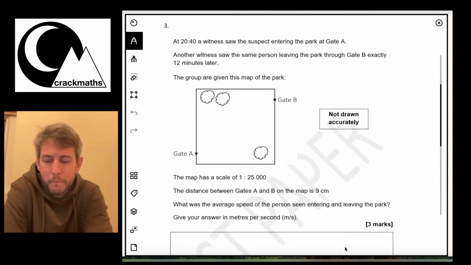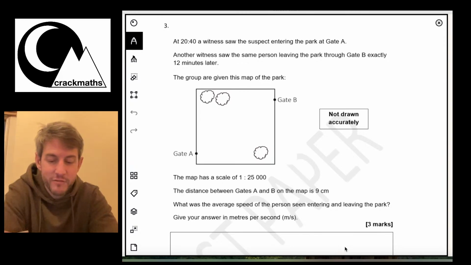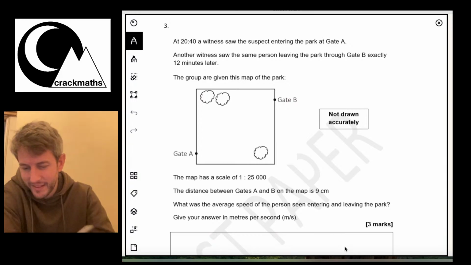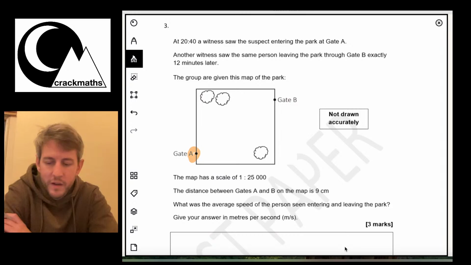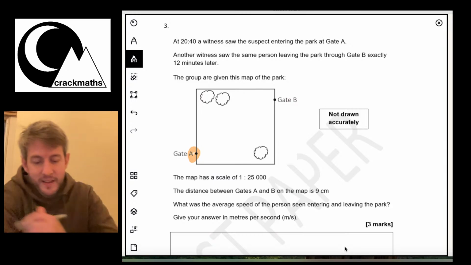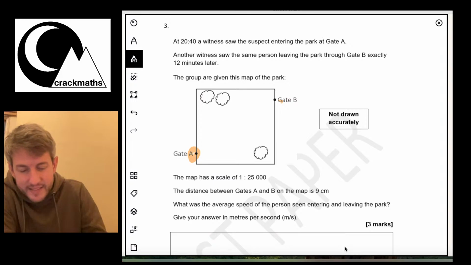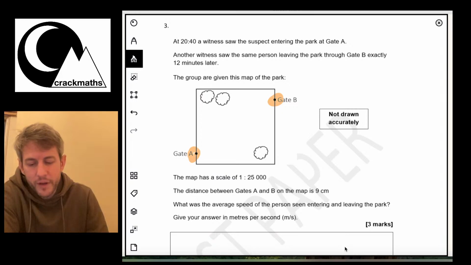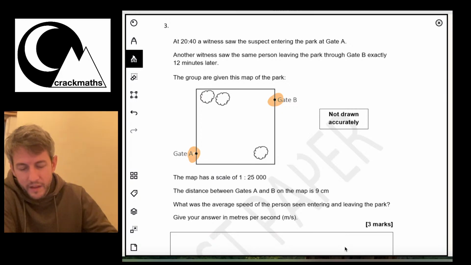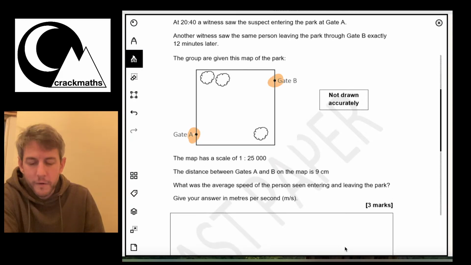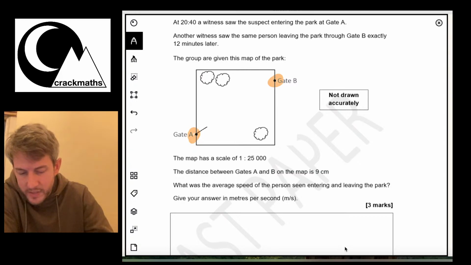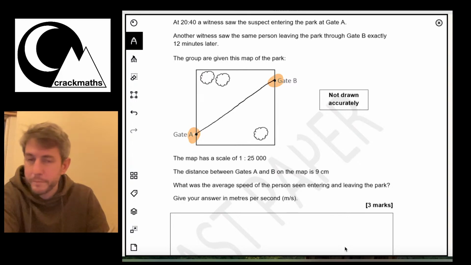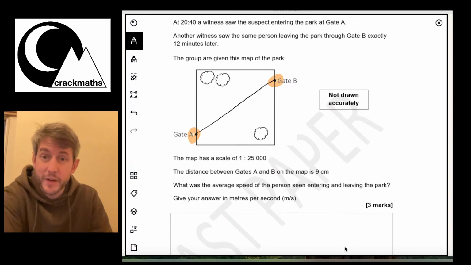At 2040, a witness saw the suspect entering the park at gate A. So we're looking at a crime scene. Another witness saw the same person leaving the park through gate B exactly 12 minutes later. The group are given this map of the park. This map has a scale of 1 to 25,000, which means every 1 centimetre on this map is worth 25,000 centimetres in real life.